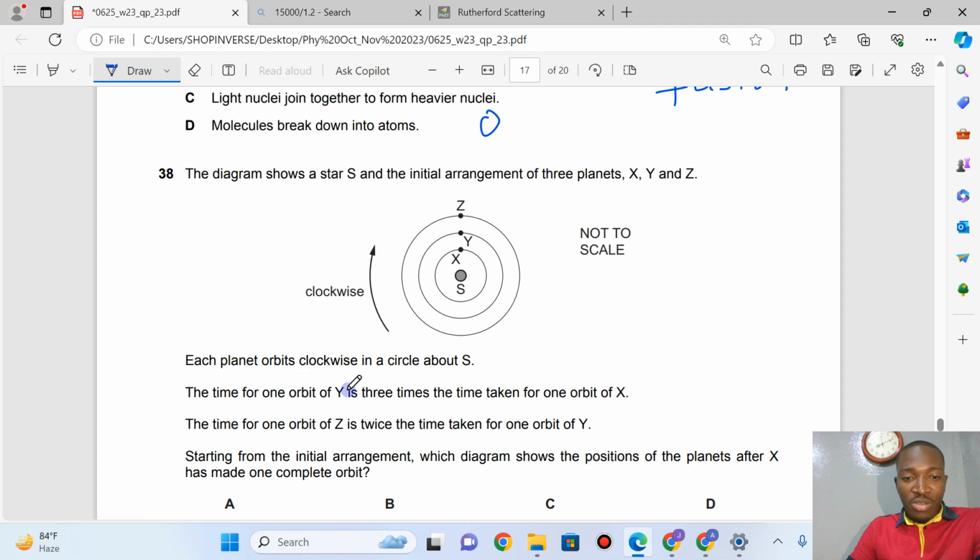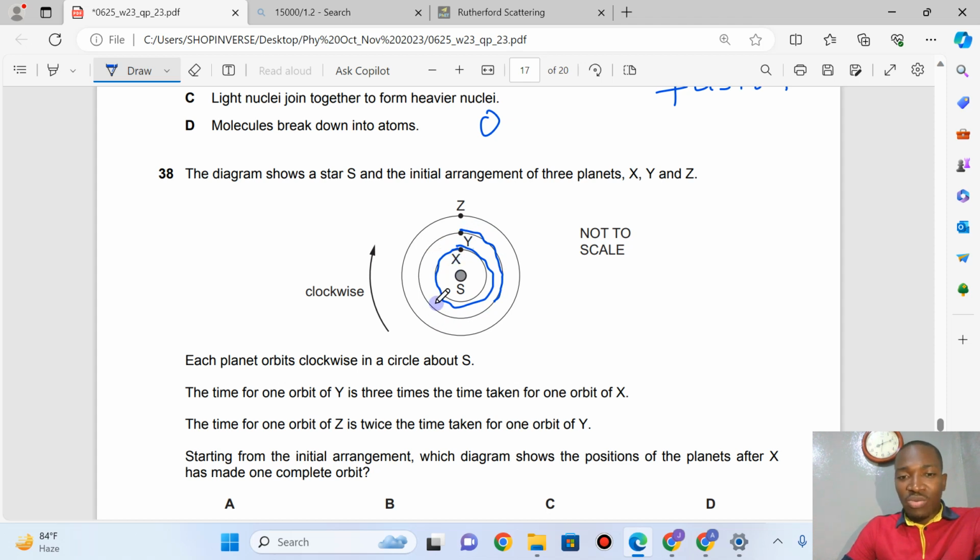The time for one orbit of Y is 3 times the time taken for one orbit of X. So the time taken for Y to go around this star once is thrice the time taken for X. That means if X goes round once, Y would not have gone round once. Why? Because the time taken for Y to go round is thrice the time taken for X to go round. Okay, so if Y goes round once, X would have gone round thrice.